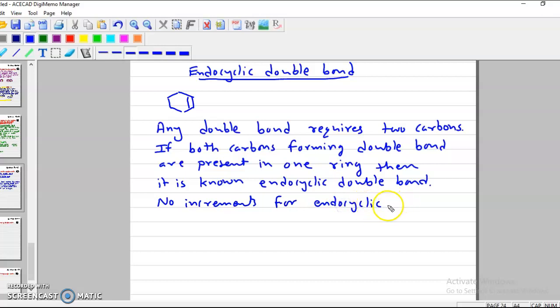Please remember this. Here you can see that these two carbon atoms which form the double bond are present in this ring only. So these two carbons are the part of this ring. So this is called endocyclic double bond. I can give you one more example like this.